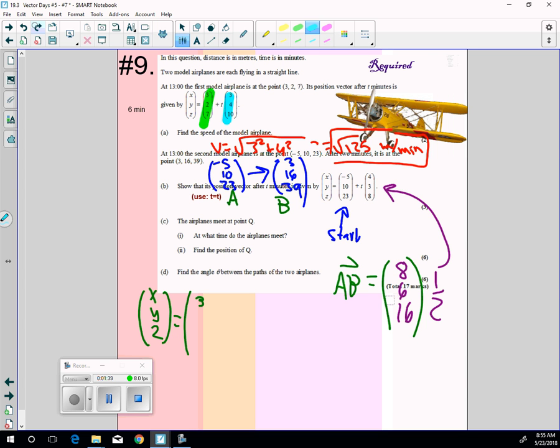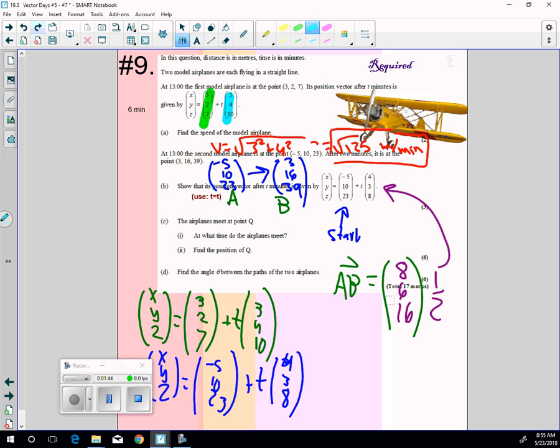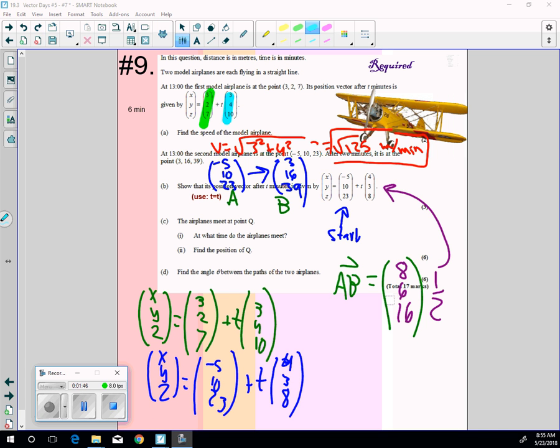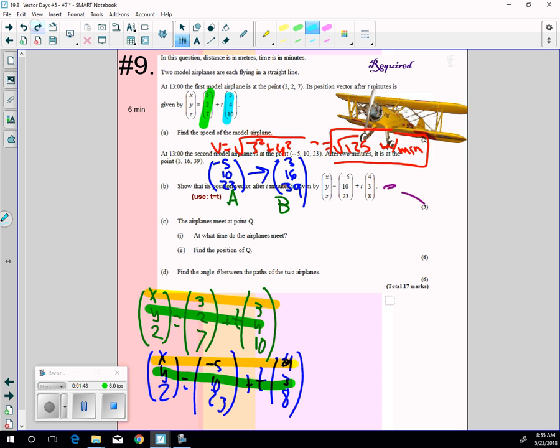Now what we're going to do is see where they meet. So I'm going to take the two, like I have here, and we're going to make them into parametrics. So the first, x will be equal to 3 plus 3t. And then y will be equal to 2 plus 4t. Z is going to be equal to 7 plus 10t.